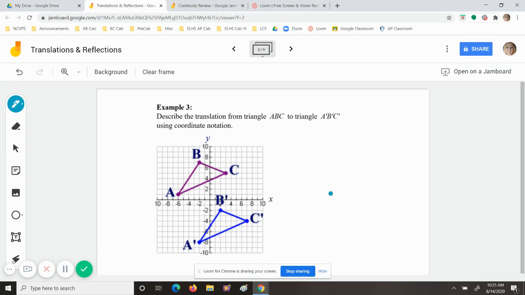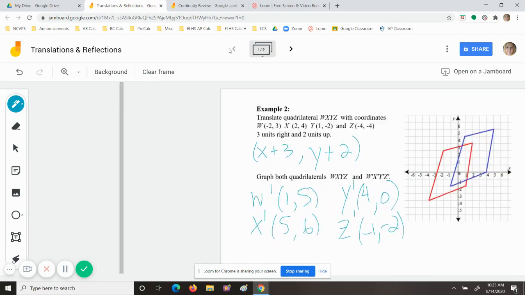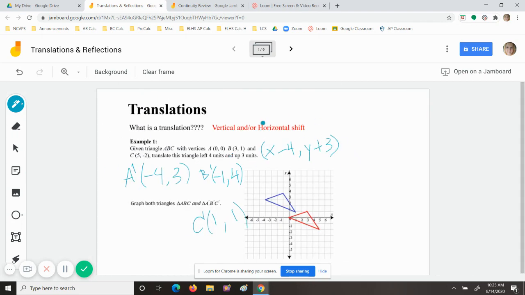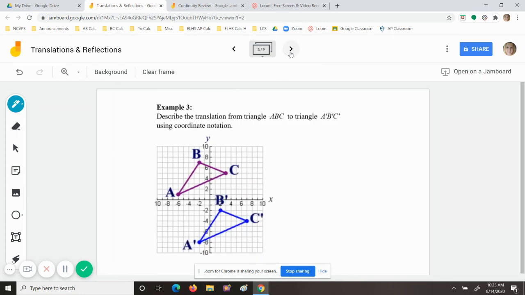Okay, let me go back for just a second. Using coordinate notation, take a look at what we did when we wrote these out. Notice how we said x plus 3, y plus 2. For the second example, we said x minus 4, y plus 3. That is your coordinate notation. You're telling it what you did. You took coordinates x, y, and what did we do to those coordinates?